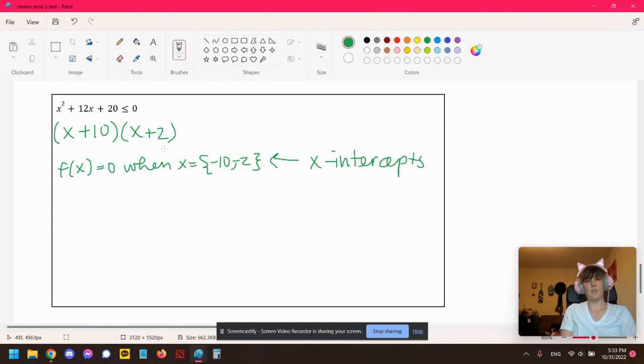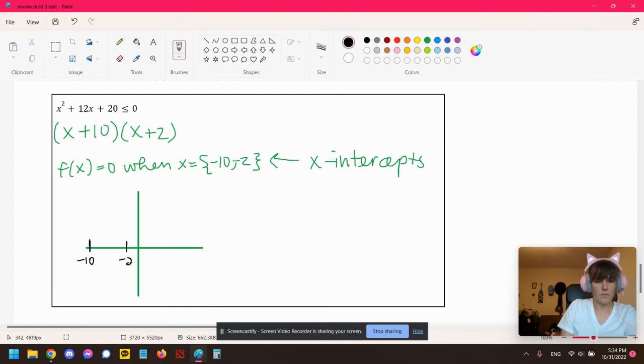The reason I'm going to graph this is so I can see when it's below the x-axis, right? If I want to know when this function is smaller than or equal to 0, it means its graph is below the x-axis. So I'm going to graph it by saying this is x equals negative 10. This is x equals negative 2. I know that my x-intercepts are at these 2 points because I factored it.